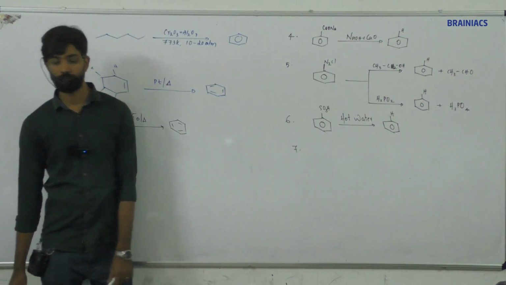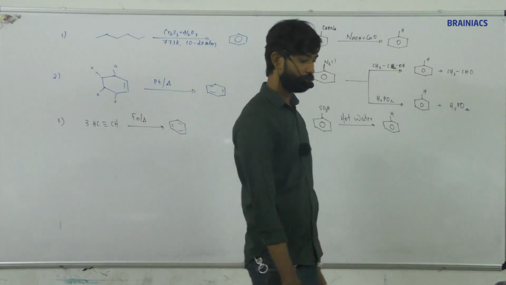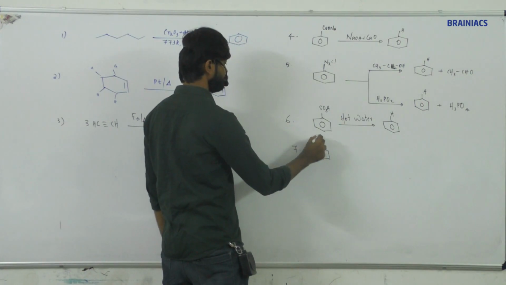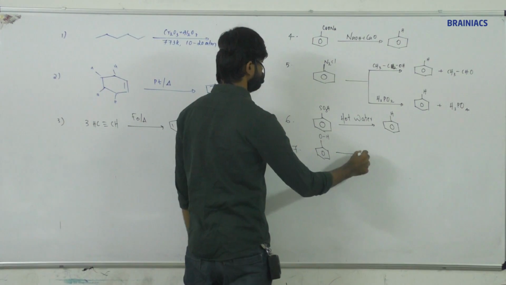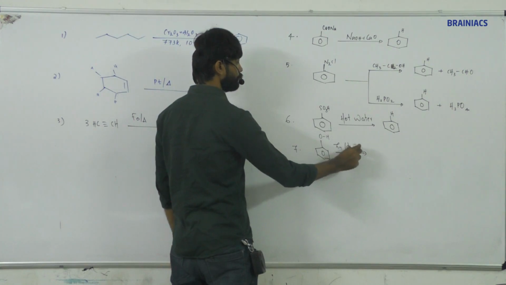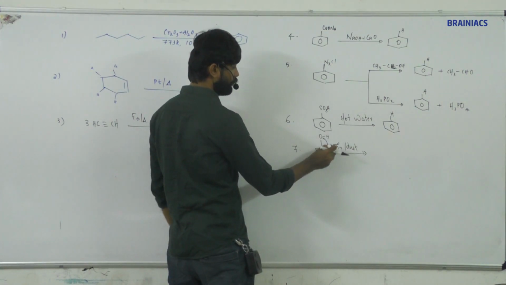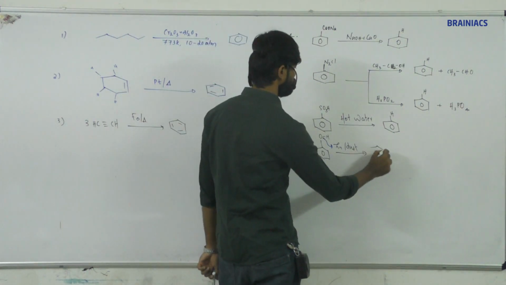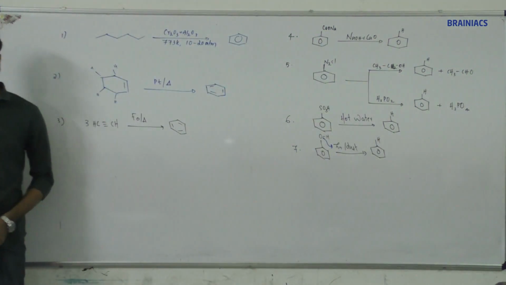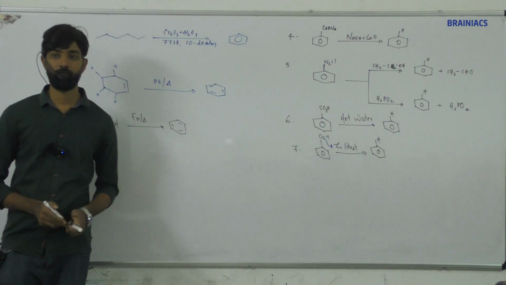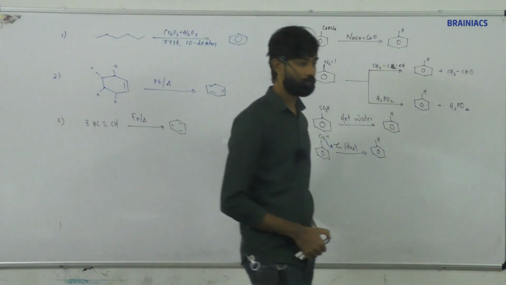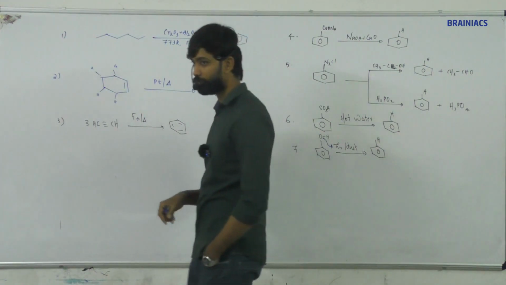Reduction of phenol. So this is your phenol. Phenol on treatment with zinc dust undergoes deoxygenation to become H. These are the main preparations of benzene. No more other possibility because benzene is a typical compound, not a general class.